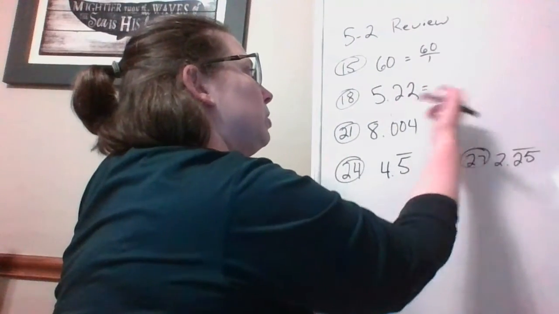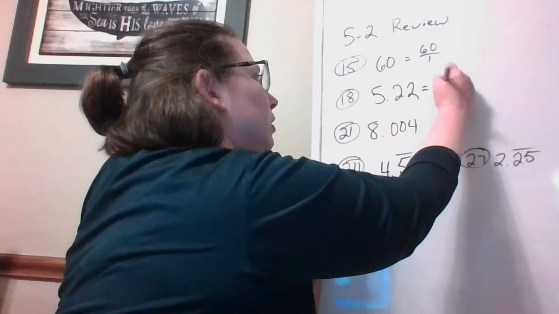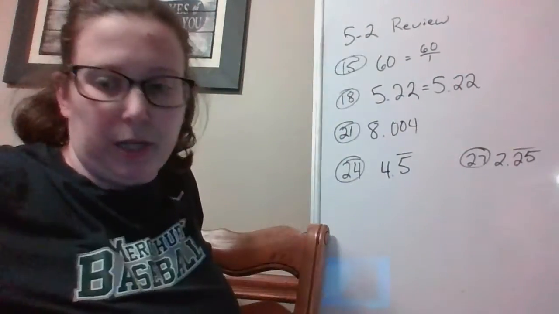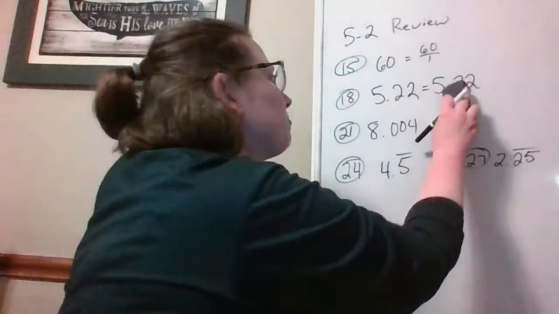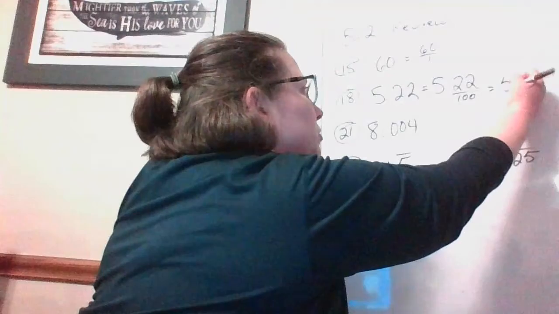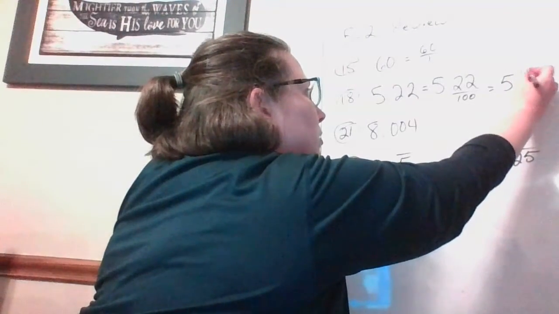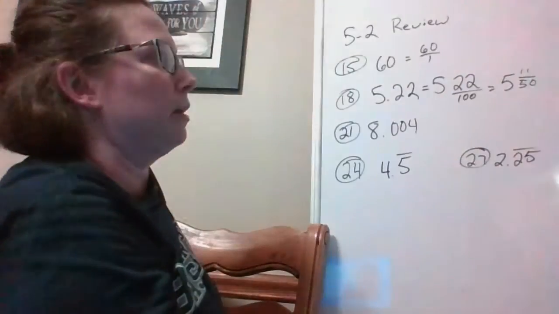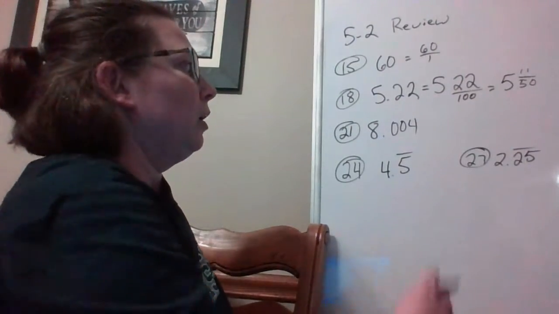So with this first one, I'm going to say 5 and 22 hundredths. 5 and 22 hundredths. There we go. Then I can reduce this dividing by 2. So my answer would be 5 and 11 fiftieths.